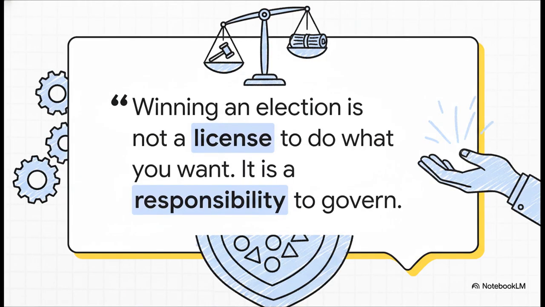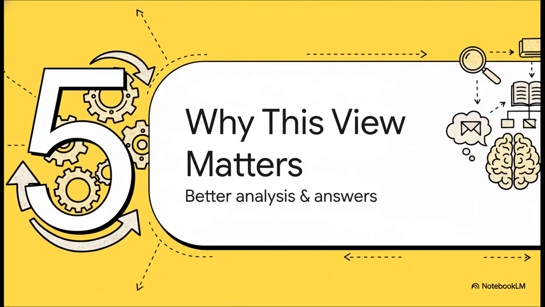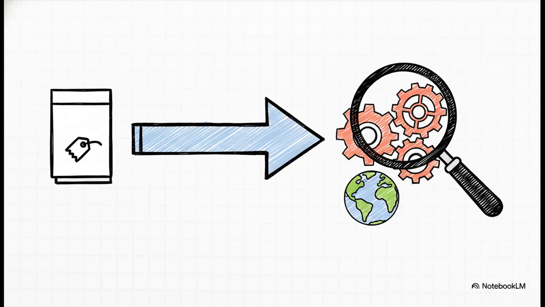This corrects a very common misunderstanding. Majority rule does not mean the government is above the law. It does not mean it can ignore the rights of minorities or the opposition. Winning an election is a huge responsibility to govern within the rules. So why have we spent all this time connecting these ideas? It's because this complete picture, this whole system, is a powerful tool for you as a student. You know, when you understand democracy as this limited, cyclical system, you can move beyond simple definitions. It helps you to do real analysis of any democracy in the world.